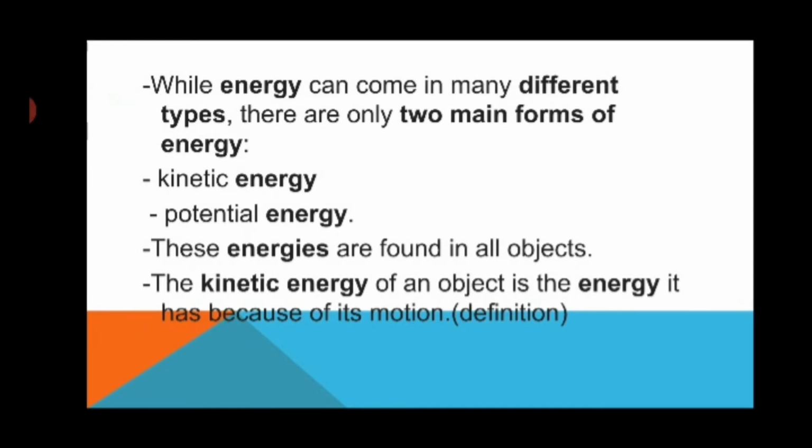While energy can come in many different types, there are only two main forms of energy, and these are kinetic energy and potential energy. These energies are found in all objects. It means whatever energy we have around us can basically all be divided into kinetic and potential, because these two are present in each and every object.